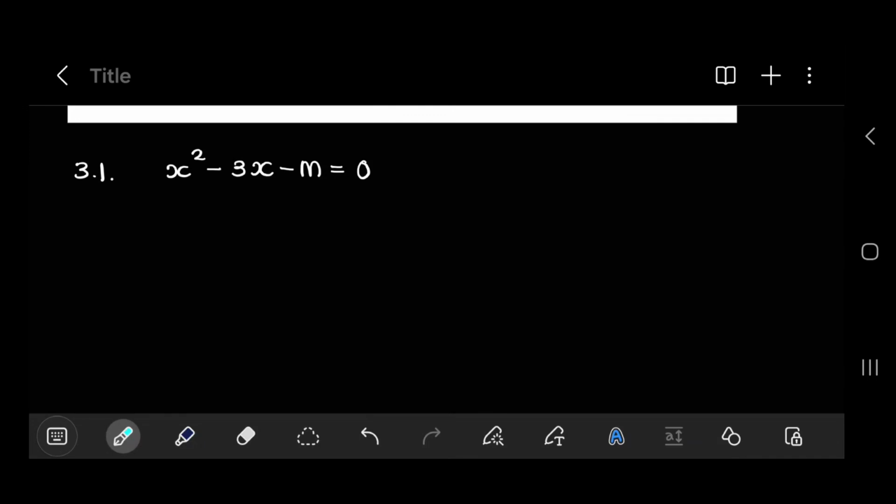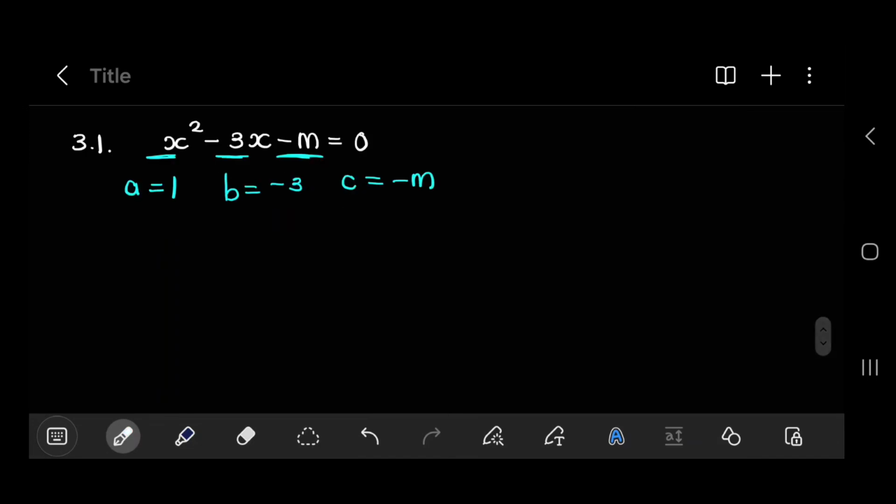So remember that your first step is to get the equation in standard quadratic format, which it is given to us in. But once you have it in that format, you need to identify a, b, and c. A is always the coefficient of x squared. So here a is 1. B is always the coefficient of x, which in this case is negative 3. And c is any term that does not have x in it. So c represents your constant. Here we have negative m.